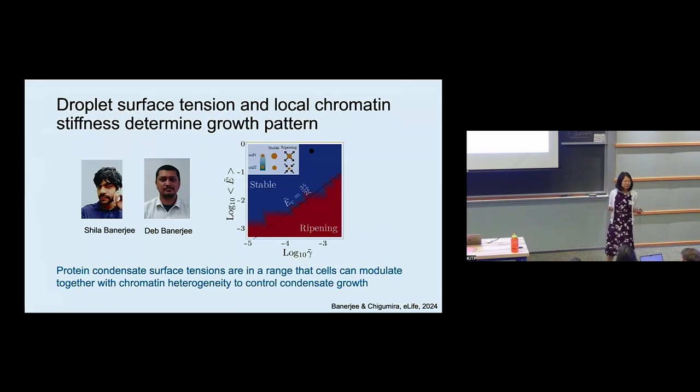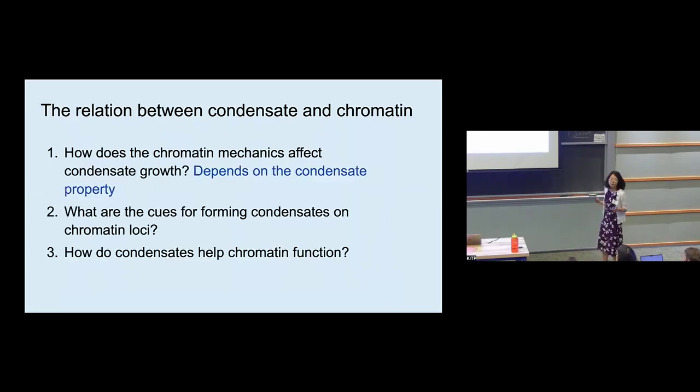What does it mean for the cell? We think that it illustrates that protein condensates, just by protein interactions, can generate surface tensions in the range that can counterbalance the chromatin stiffness. So cells can actually regulate condensate growth by controlling not only the chromatin heterogeneity or chromatin stiffness, but also by making different condensates to control the growth rate, how they grow, or even where they nucleate.